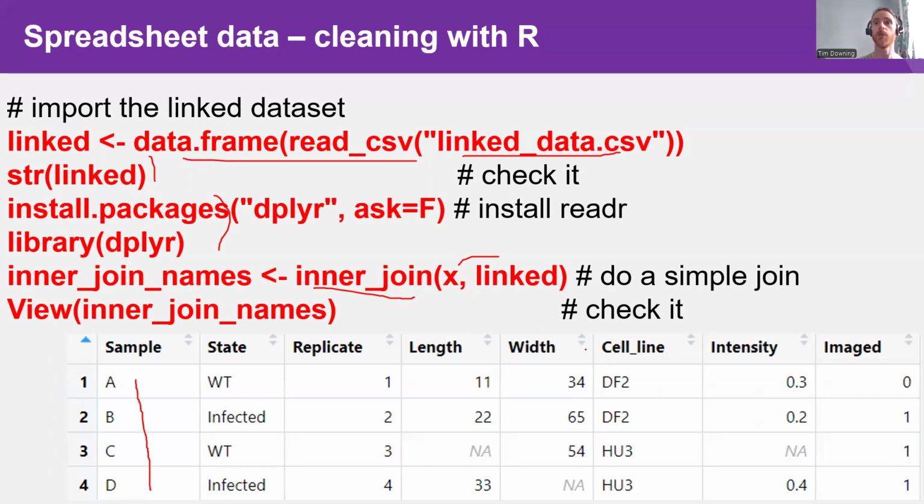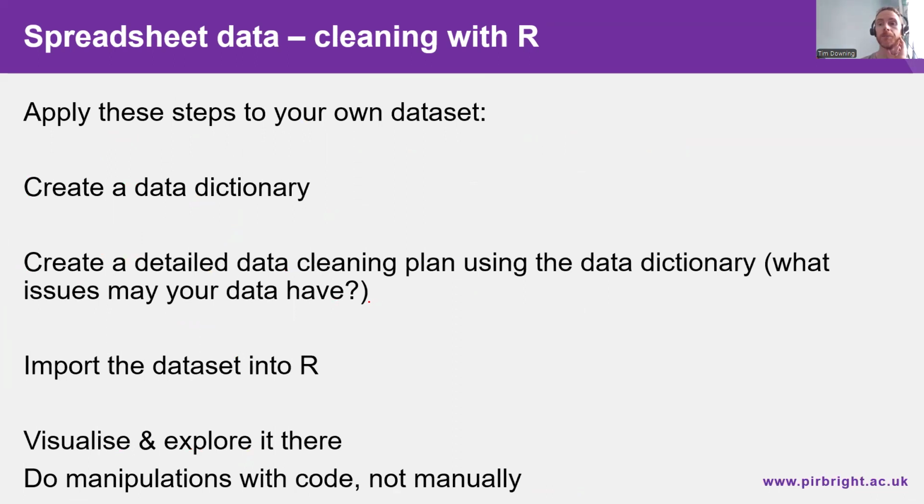So the linked data, as you might notice here, contains additional information that's not in our original data set. So it says if it's been imaged, the cell line, and the intensity. So this inner join function allows us to merge these data sets. So that's a very simple example of data integration. So the purpose of this is to show you how you can take data sets, assess them, and integrate them as well. So let's look at how we can do that in RStudio next.